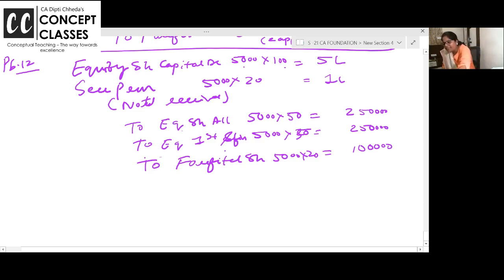Only 20 rupees application was received. So forfeit that. अलॉटमेंट तो आया नहीं, फर्स्ट एंड फाइनल कॉल भी आया नहीं. नाइस.